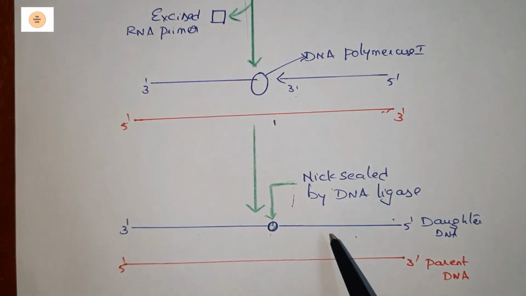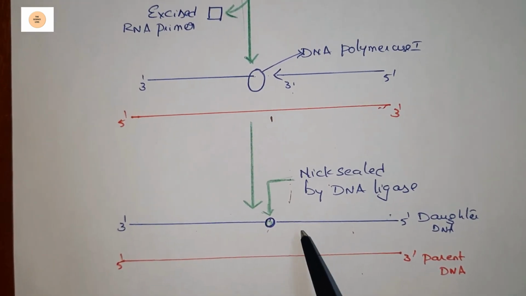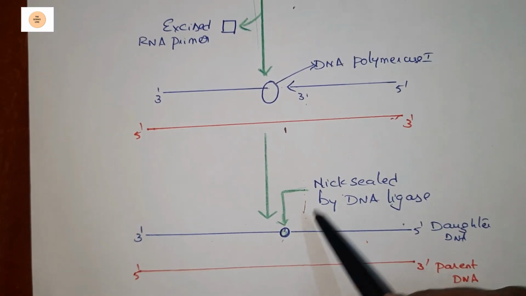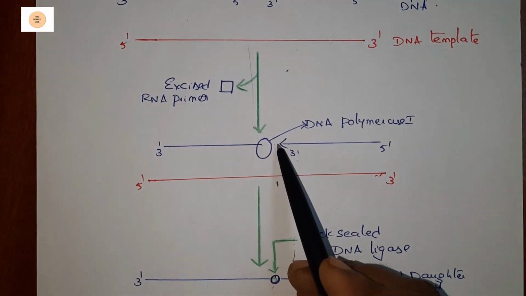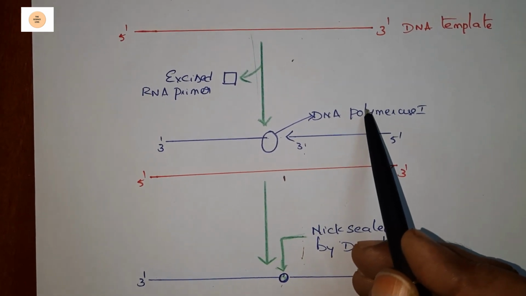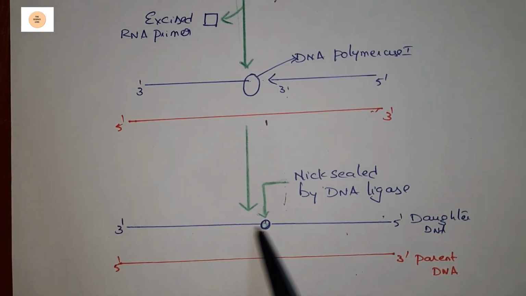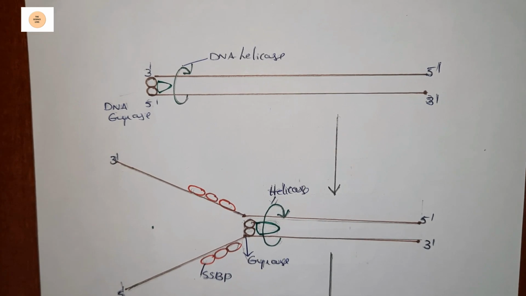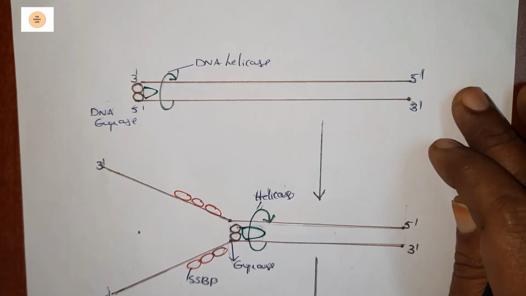These two things we are going to observe in the lagging strand of the DNA replication. So in the lagging strand, all these play a role. One is excision of the RNA primer, extension and minimizing the gap between the two strands by DNA polymerase 1, and nick sealing by DNA ligase. Like that, the lagging strand is completely formed. This is how we are observing the steps involved in the DNA replication.